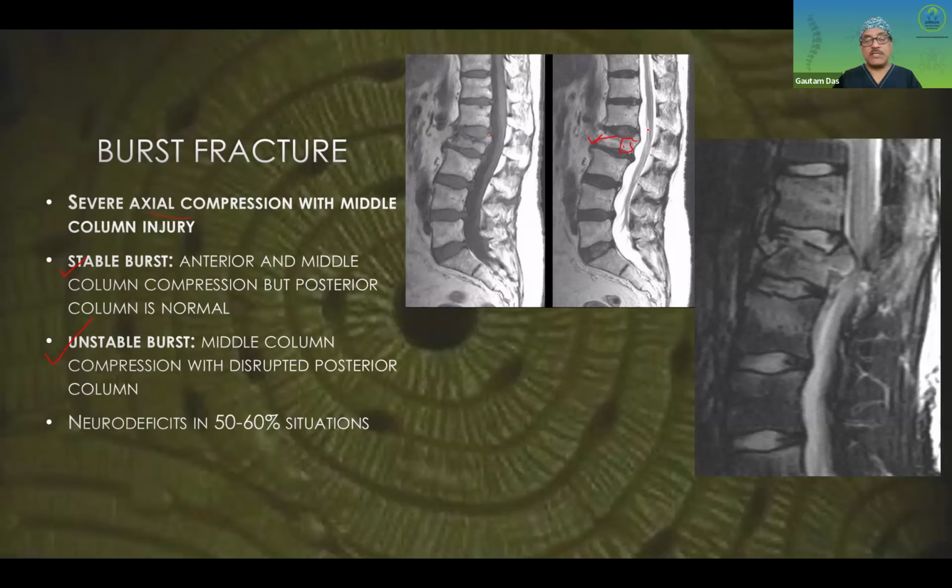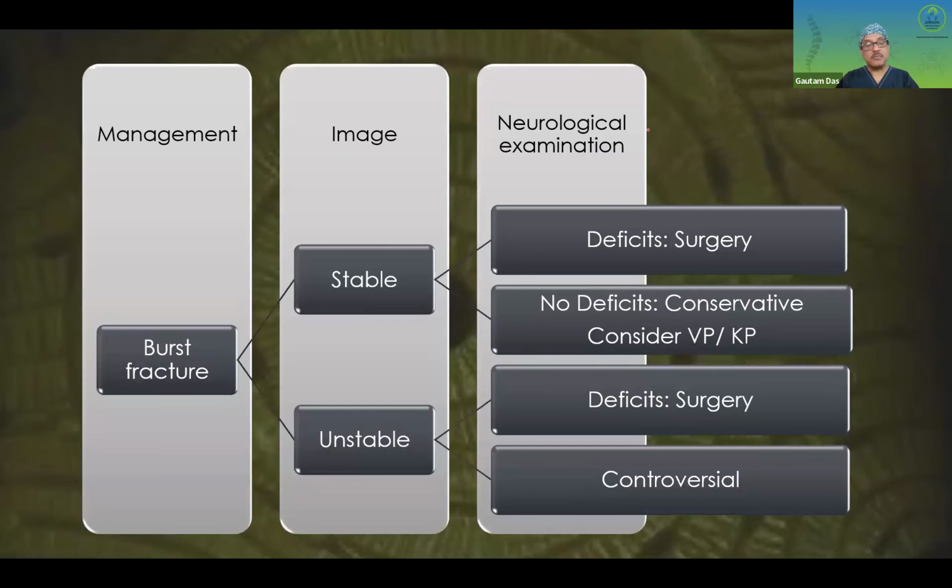So if a posterior column fracture is there, that means stability is lost. So we call it an unstable fracture. The middle column fracture associated with the posterior, so middle plus posterior, is your unstable burst fracture. Middle plus anterior is your stable burst fracture. So we can divide like this. A burst fracture, if it is associated with an anterior column fracture along with the middle column fracture, then you call it stable.